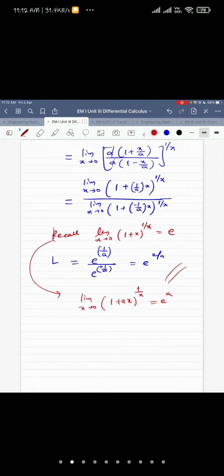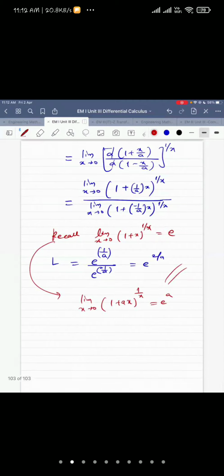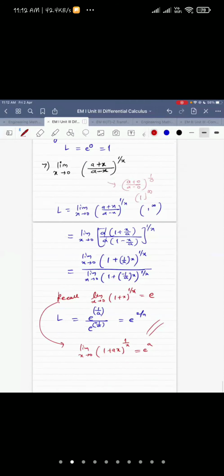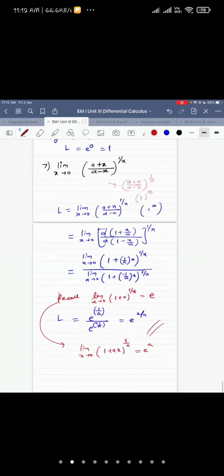Okay, students, prepare such kind of examples. This is today's last example that we have seen, right?